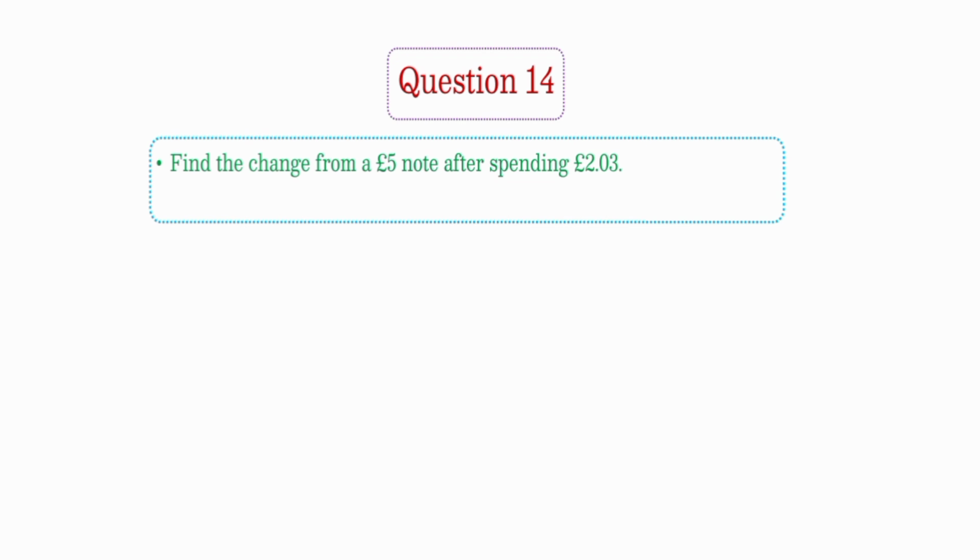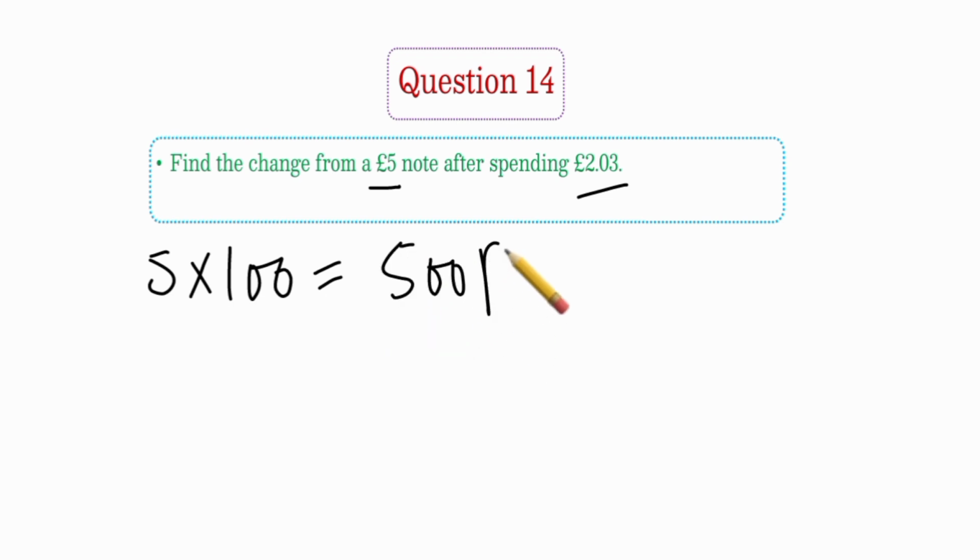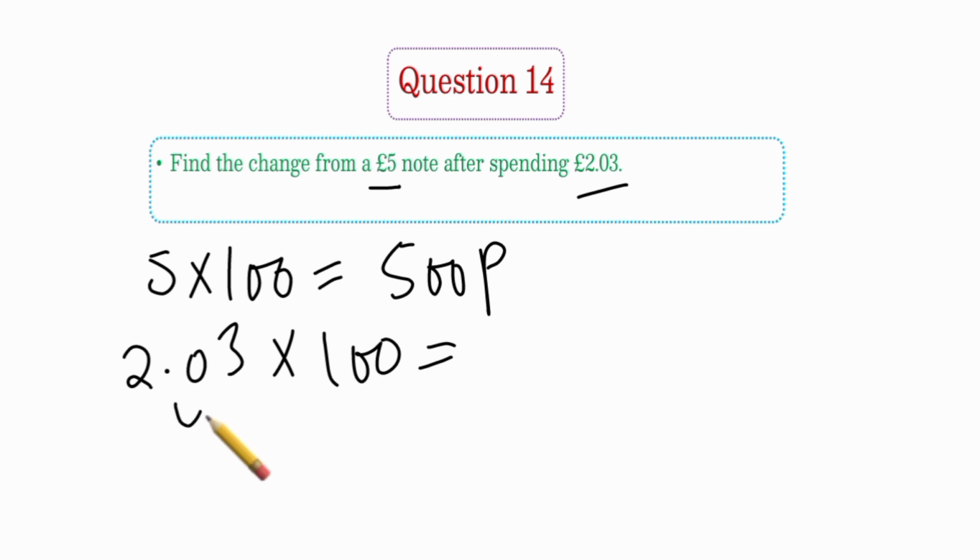Find the change from a 5-pound note after spending 2.03 pounds. Now to work it out, first we need to convert 5 pounds and 2.03 pounds into pence. So 5 times 100 will give you 5 pounds in pence, that is 500 pence. And 2.03 times 100 will give you 2.03 pounds in pence. If we times 2.03 pounds by 100, the point will move 2 steps towards the right and it will become 203 pence.